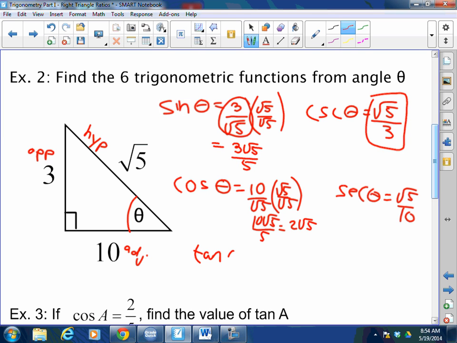Tangent. TOA. Opposite over adjacent. 3/10. Cotangent. It's the reciprocal of the tangent. So it's adjacent over opposite, which is 10/3.